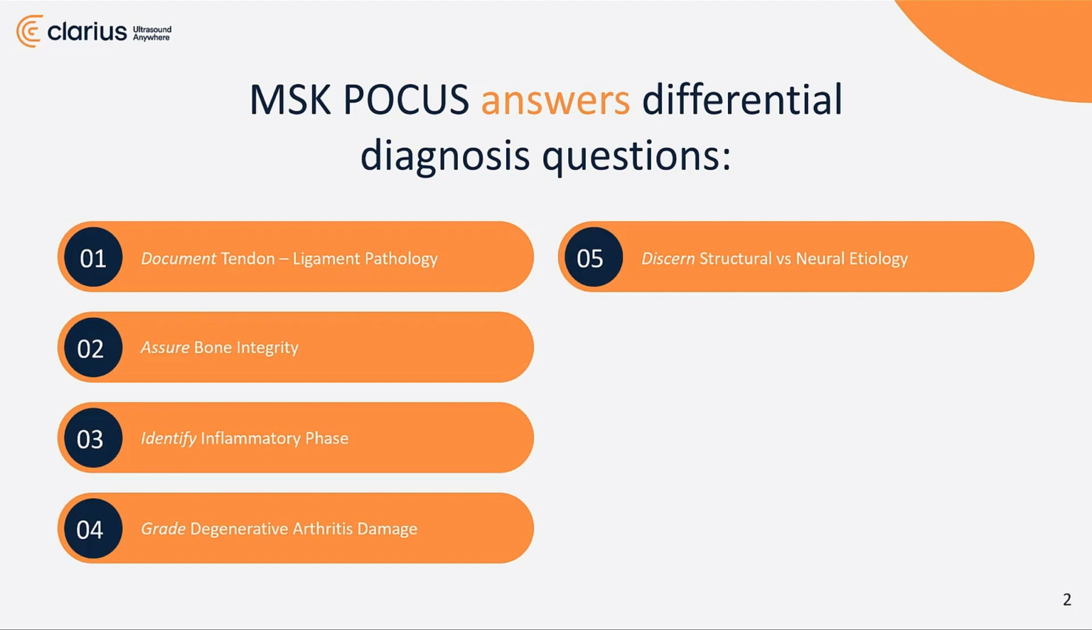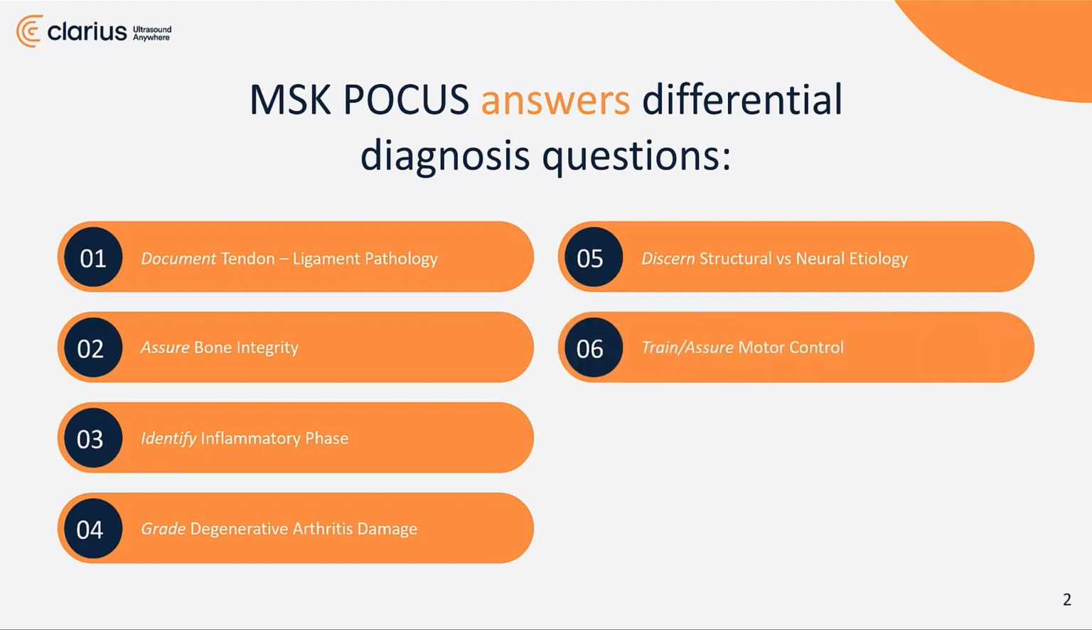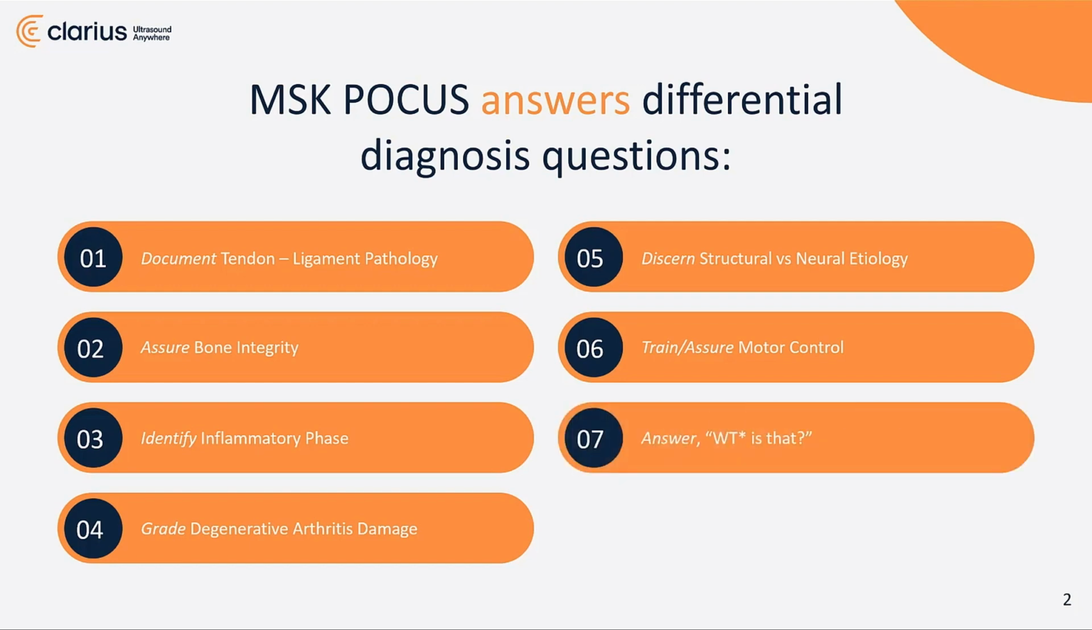Number 6, is the patient utilizing the appropriate motor control strategies to accomplish a specific task, whether that's the VMO, whether that's the serratus anterior, whether it's pelvic floor contraction? Ultrasound imaging can allow us a window into whether or not our patients are activating the right muscles and even in the right sequence.